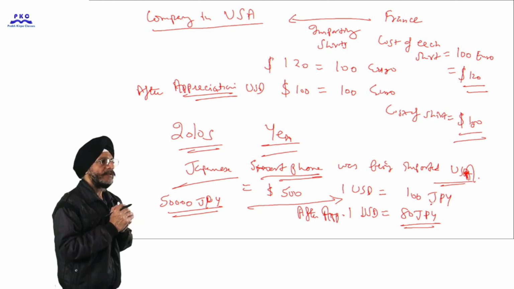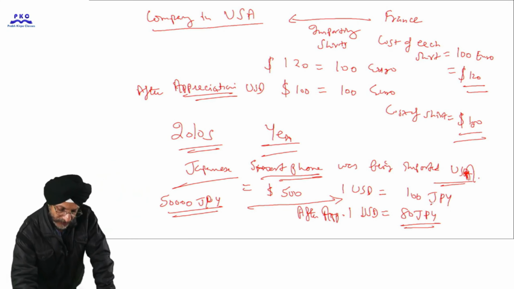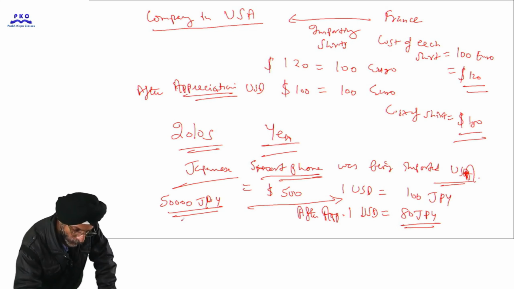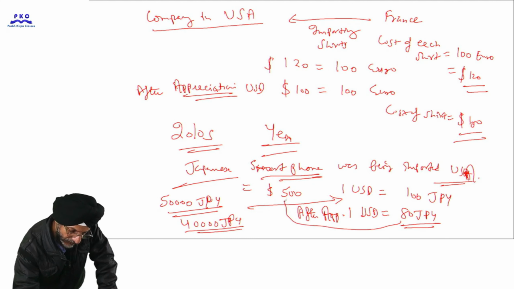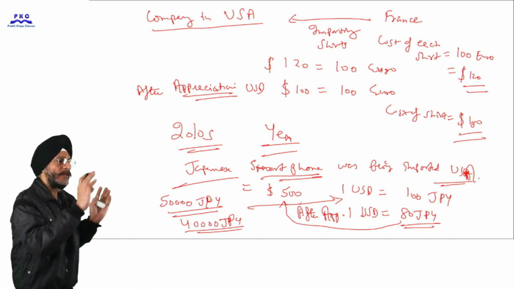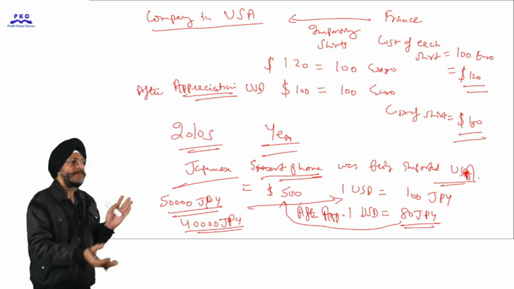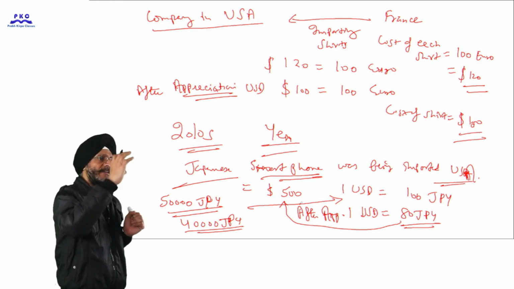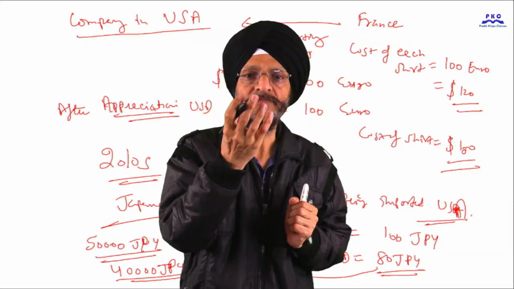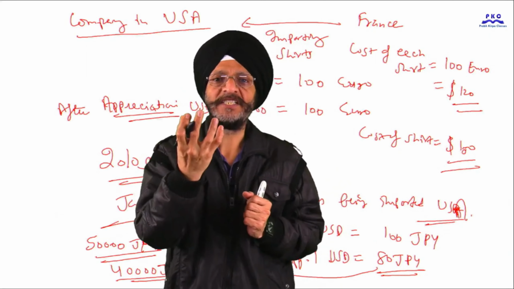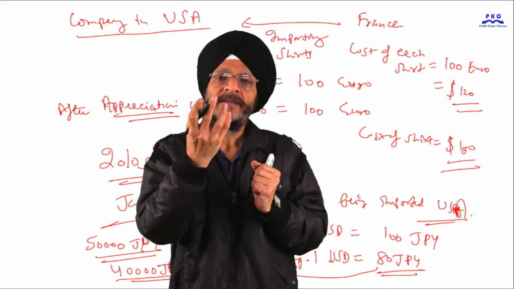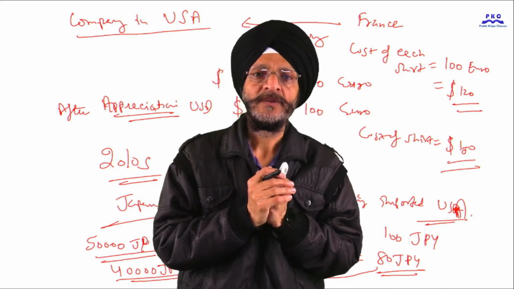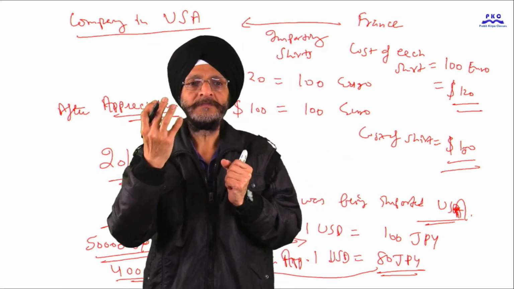Now, as the Japanese yen has appreciated, the Japanese people have to pay only 40,000, that is 80 into 500, only 40,000 Japanese yen. So when the currency of any country appreciates, it gives more purchasing power in the hands of the residents of the appreciating country. So imports become cheaper.